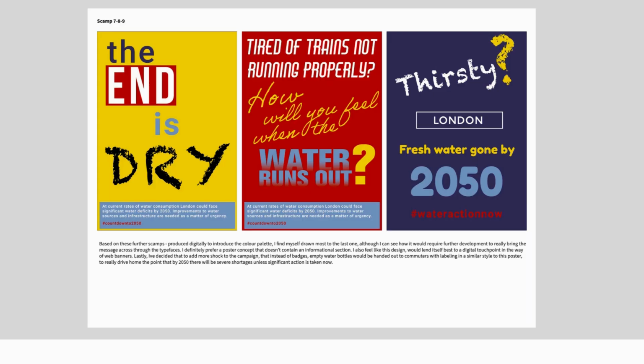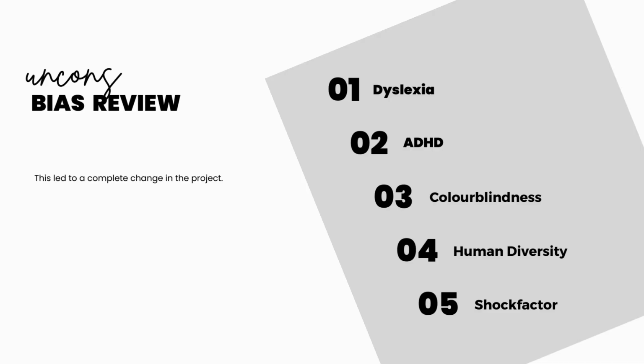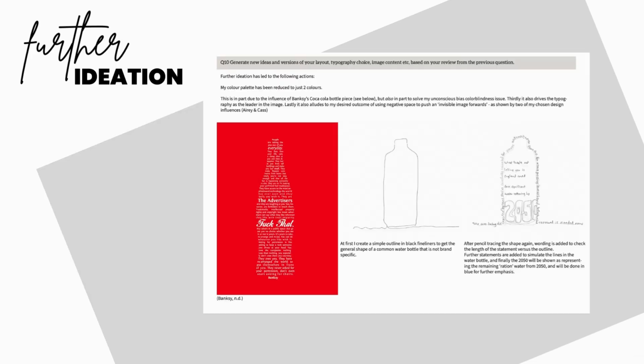I then created digital colorized versions to test the concept's viability. This allowed me to see how the design worked and identify areas that needed improvement. I then stepped back and reviewed the project so far with a lens on unconscious bias on the basis of dyslexia, ADHD, colorblindness, human diversity, and the shock factor I'd initially decided on.